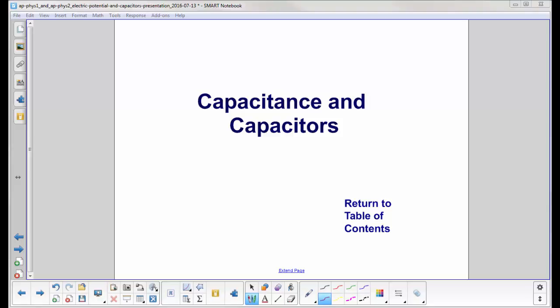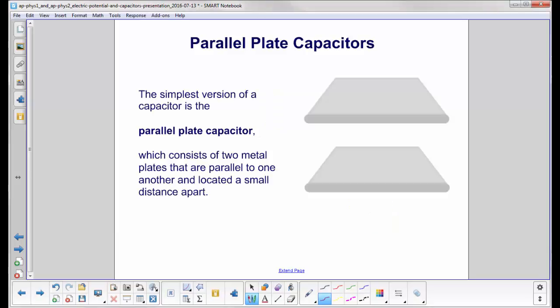Capacitance and capacitors. We're now going to take everything we've learned about electric field and electric potential and apply it to a real working circuit element. The simplest version of a capacitor is the parallel plate capacitor, and you'll recognize this looks just like the infinite parallel planes that we did in the last chapter. We have two metal plates, they're parallel to each other and located a small distance apart.